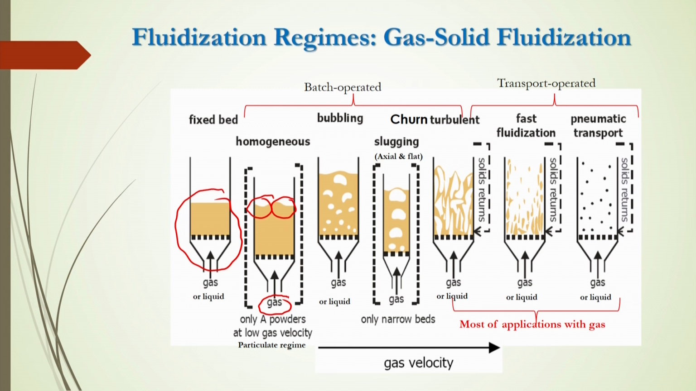Now, under bed operated flow regimes, you will see regimes like homogeneous or particulate, sometimes bubbling bed, and also turbulent fluidized bed. Under this bed operated system, the bubbling fluidized bed, slugging fluidized bed, and turbulent fluidized bed have different hydrodynamic characteristics. And also transport operated: fast fluidization and pneumatic transport.